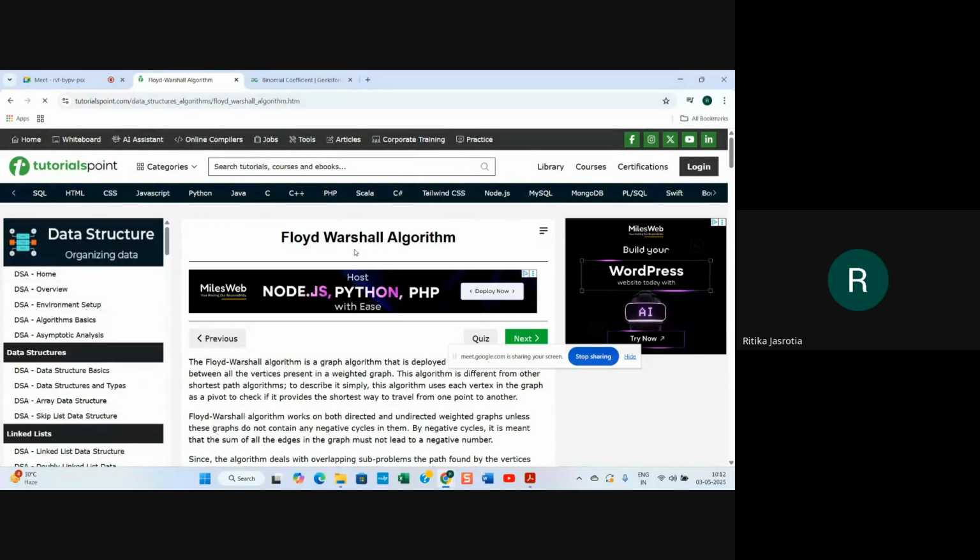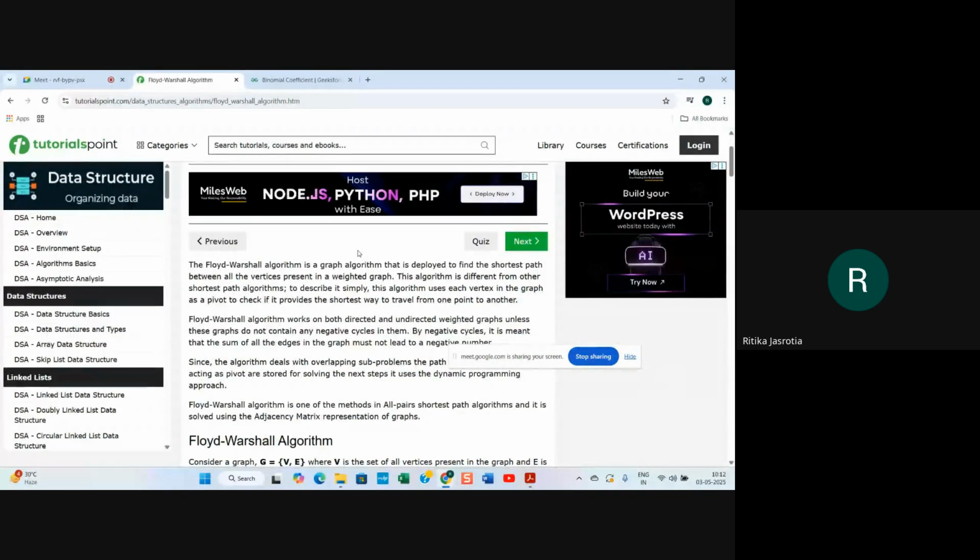The next algorithm which is there is Floyd-Warshall algorithm, right? So Floyd-Warshall algorithm is a graph algorithm that is deployed to find the shortest path between all the vertices present in a weighted graph. So we have already done shortest path algorithms, Dijkstra and all that, right? So this is also another shortest path algorithm to find the shortest path between the vertices which are weighted. So this algorithm is different from other shortest path algorithms. To describe it simply, this algorithm uses each vertex in the graph as a pivot to check if it provides the shortest way to travel from one point to another.